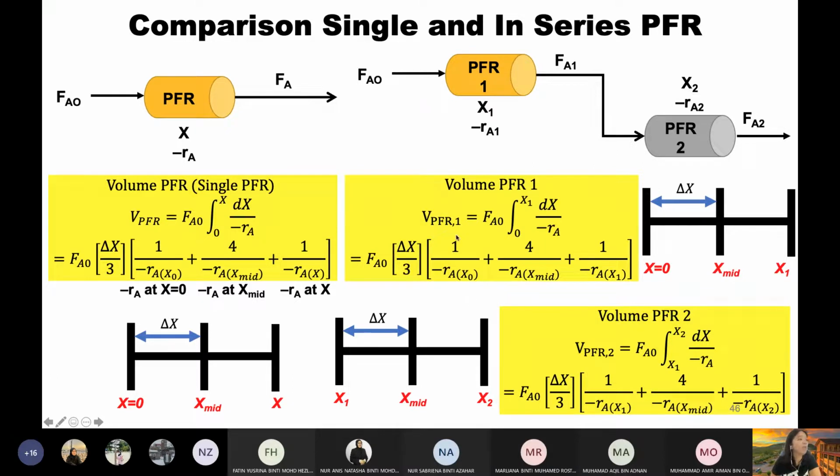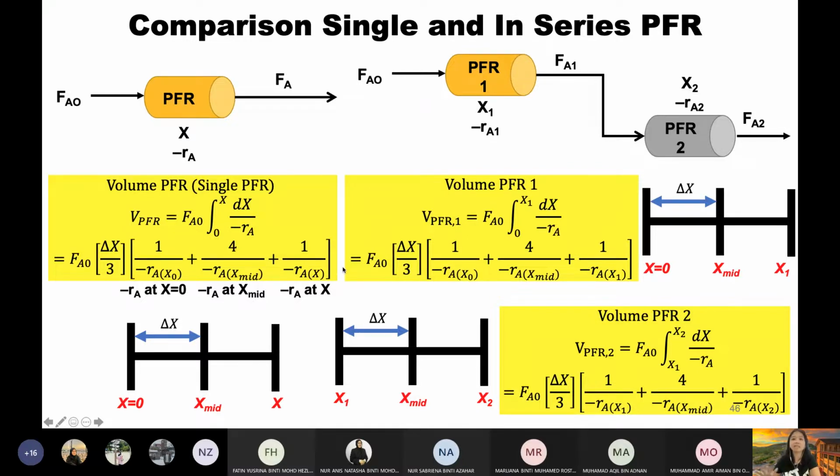So it becomes 1 per minus RA at my lower limit X0. So when my X is zero, what is the minus RA? Plus 4 per minus RA at my middle conversion. Same concept. Plus 1 per minus RA at my X1. Okay, say your X1 is 0.8. So X1 minus RA when my X is 0.8. Okay, this part is fine. The first data is easy.